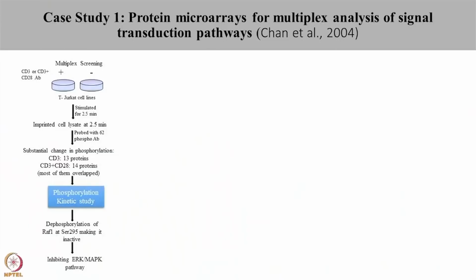Upon activation with CD3, 13 proteins showed a substantial change in phosphorylation. When the cells were stimulated using CD3 and CD28, 14 proteins showed change in phosphorylation, of which most of these proteins showed an overlap. In this study, they identified that the RAF1 protein showed dephosphorylation upon stimulation with the antibodies.